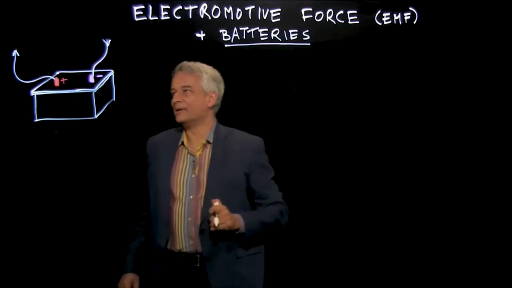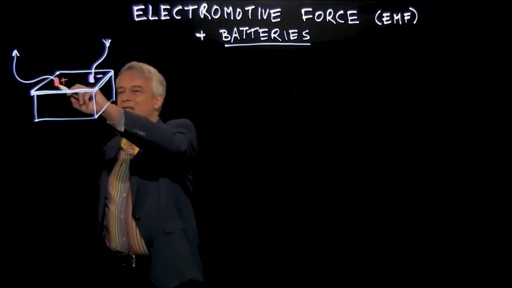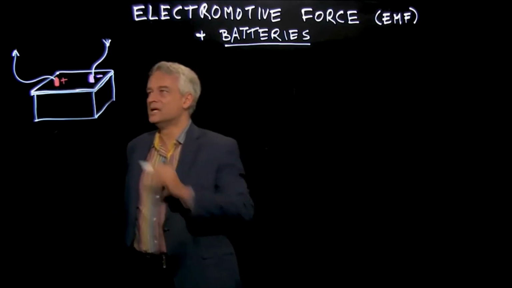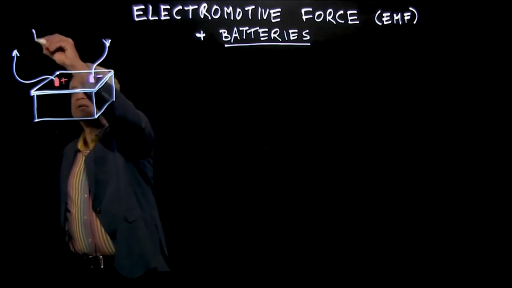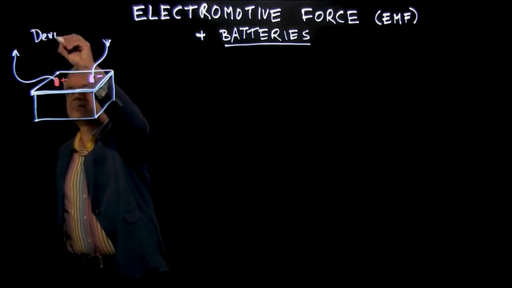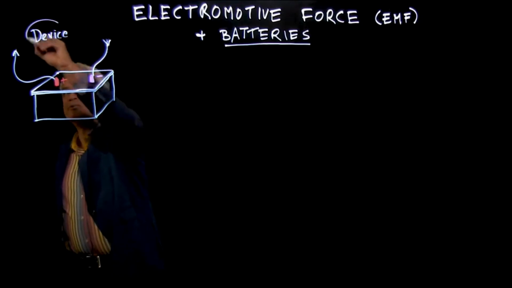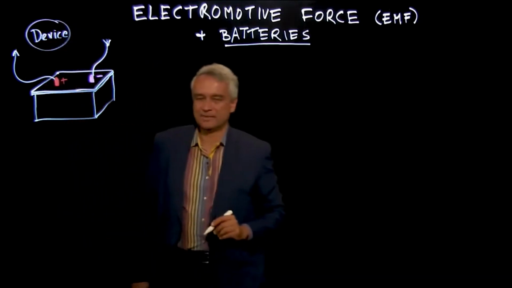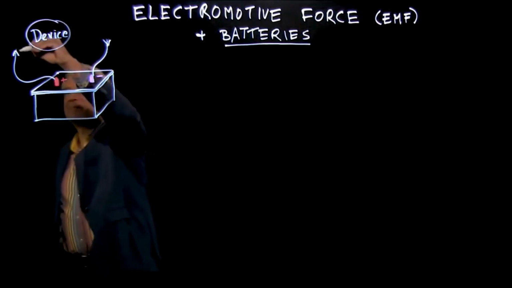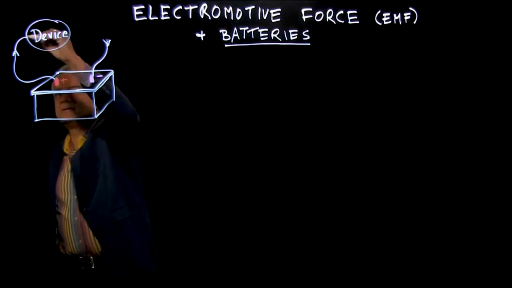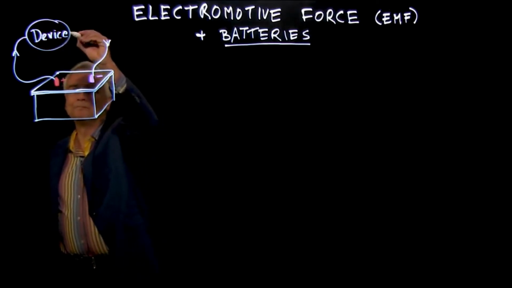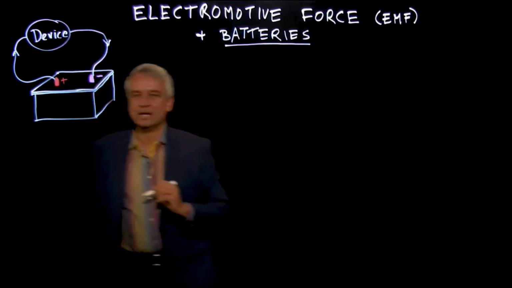So the way we use a battery is we connect these two terminals, plus and minus, with wires to some device that we're trying to run, that we're trying to power. This device might be a light bulb, might be a resistor, might have capacitors in it, might have inductors in it, it might be a cell phone, some device.